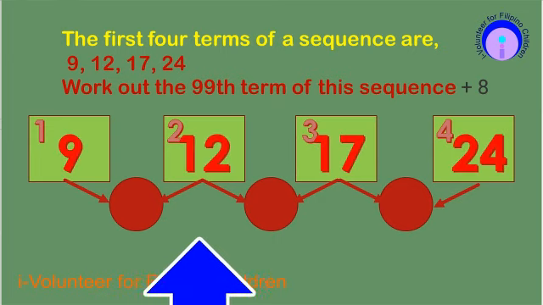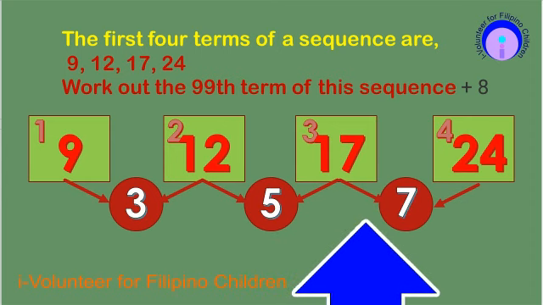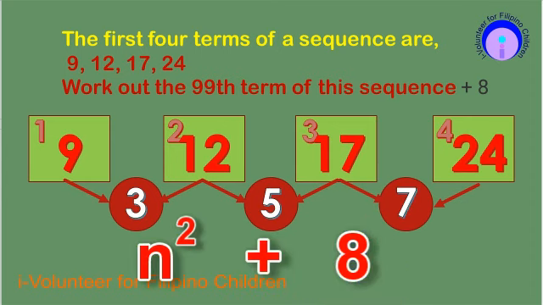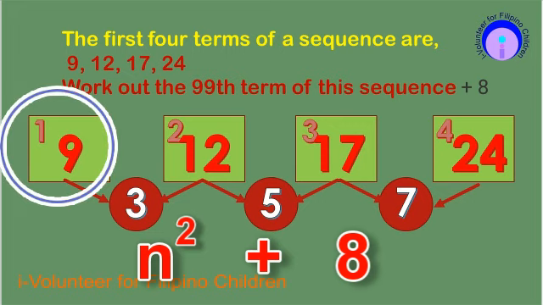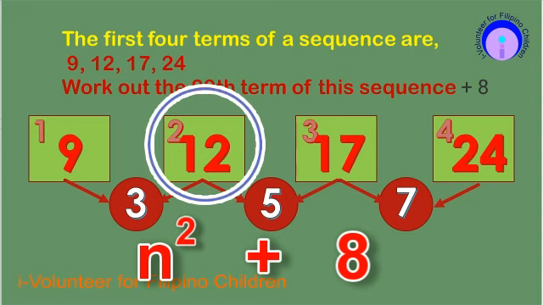For this example, kindly take a look with the increasing value of differences. May kinalaman kaya ang exponent sa kanilang paglobo? Tingnan nga natin kung tama ang ating ginamit na equation. For term number 1, 1 squared plus 8 is equal to 9. That's correct. For term number 2, 2 squared plus 8 is equal to 12.